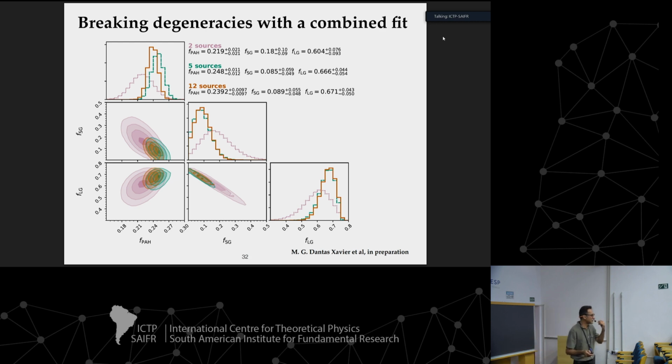So to have sources at different redshift is very important here, because even though the intrinsic spectrum may be varying from source to source, the EBL is the same for all the sources. So that's why you can break the degeneracies when you do a multi-source fit.